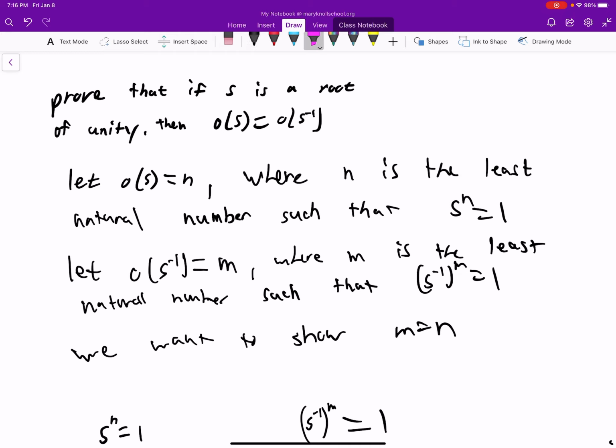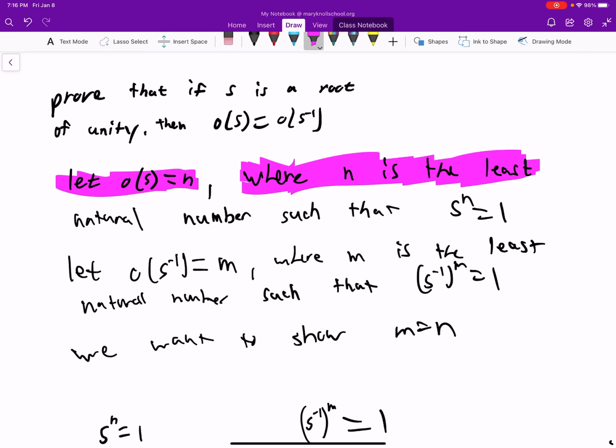First thing we do is we just say, let the order of S be n. And then also it's a little bit of information here that is useful. It kind of ties everything together. n must be the least natural number such that S to the n is 1, because that's the definition of order. If it was not the least one, it would not be the order.